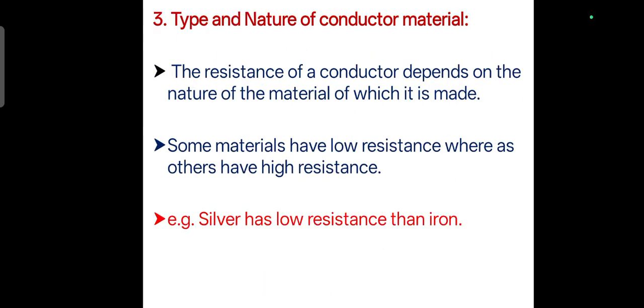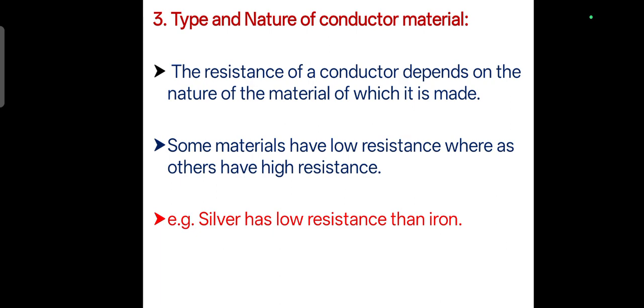Then the third one is the type and nature of the conductor material. The resistance of a conductor depends upon the nature of the material of which it is made. So depending upon which material your conductor is made of, the resistance varies. We have already discussed insulator, semiconductor and conductor. Some materials have low resistance, whereas others have high resistance. An insulator has the maximum resistance, and a conductor has less resistance.